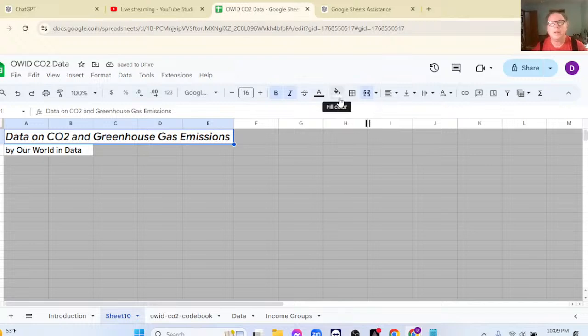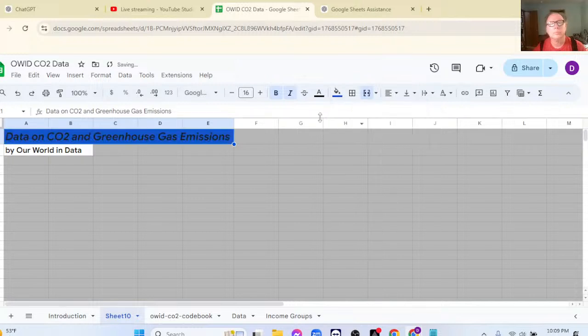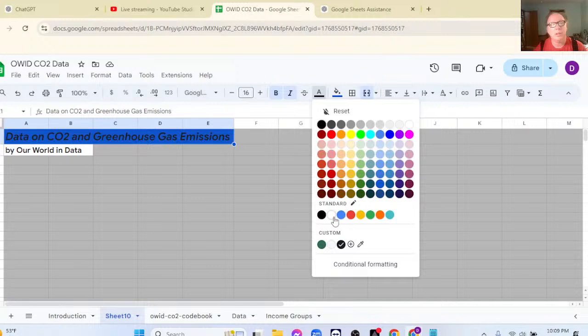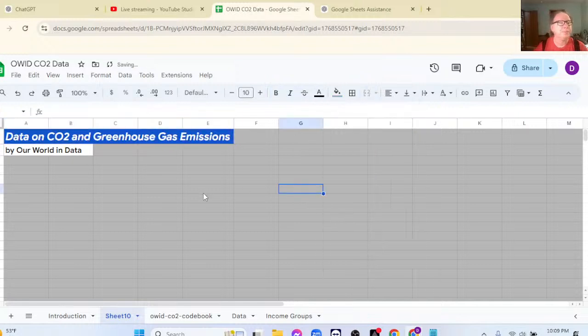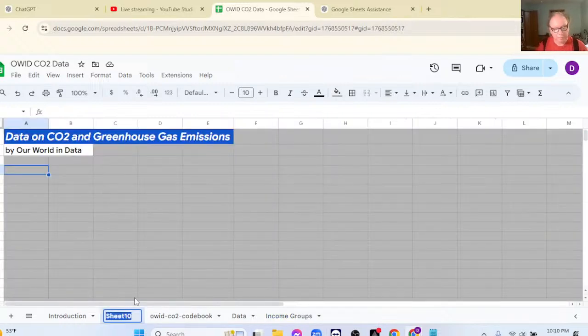Let's make it dark, with a text color of white. Good. So this is our dashboard, right? And here's our income group. So what are we going to do?